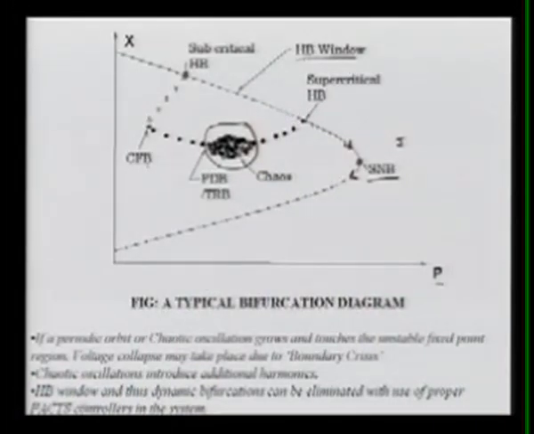Here if you can put it, then the window can be eliminated, and then we can load your system up to the SNB, that is a singular node bifurcation point.